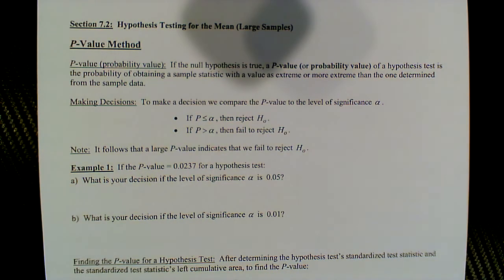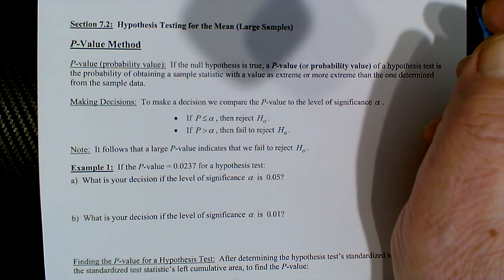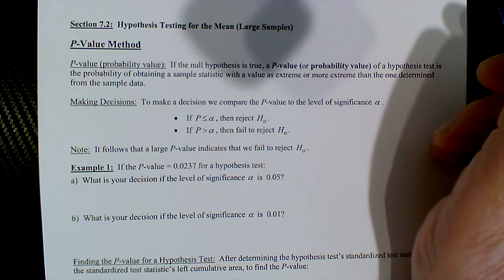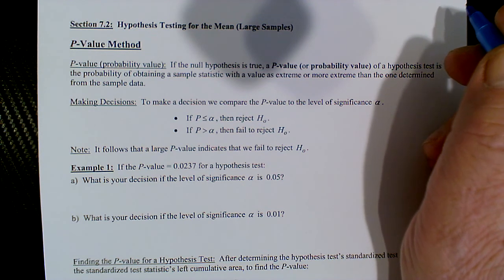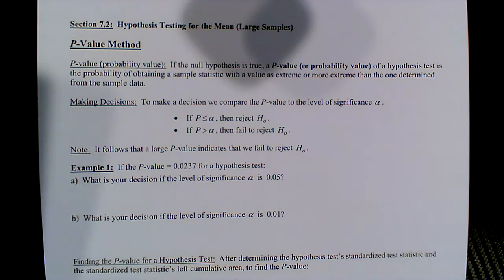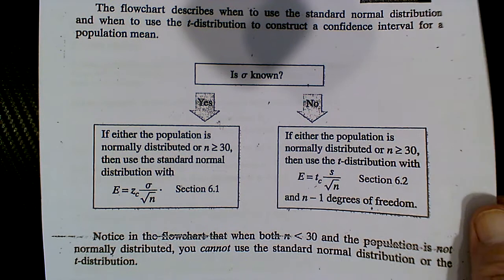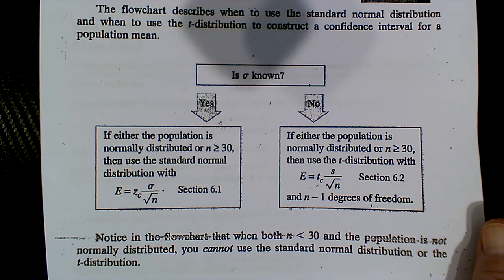Hello everyone. This is section 7.2, hypothesis testing for the mean, sometimes referred to as large samples because typically n is going to be greater than or equal to 30, but it's basically based on whether or not you know sigma. And recall we did have a table back in chapter 6, a flow chart I should say, and this flow chart I told you could use on the final exam. This is a different one that's in our current textbook, but I like this one the best because it just asks, do you know sigma or don't you?